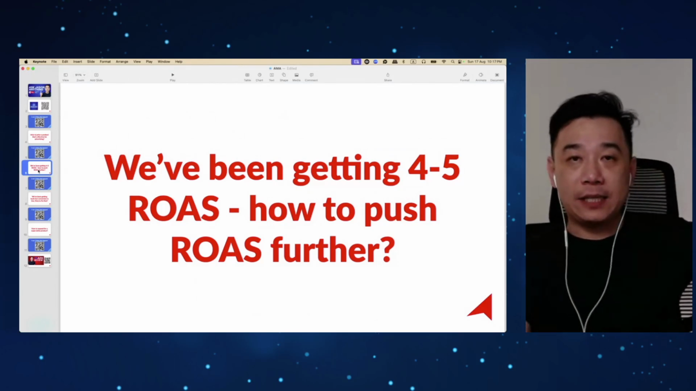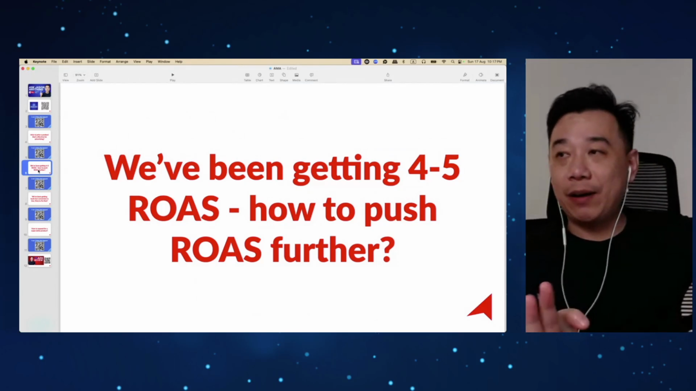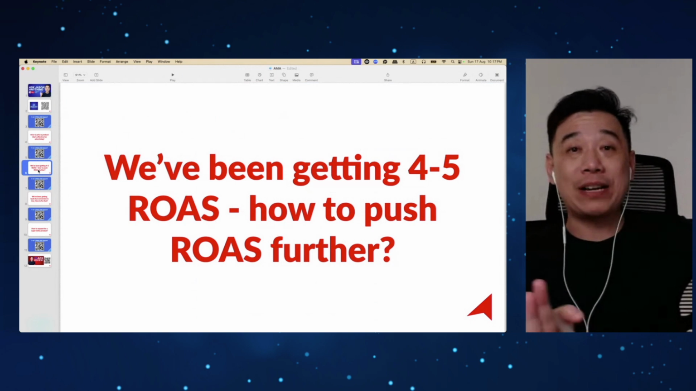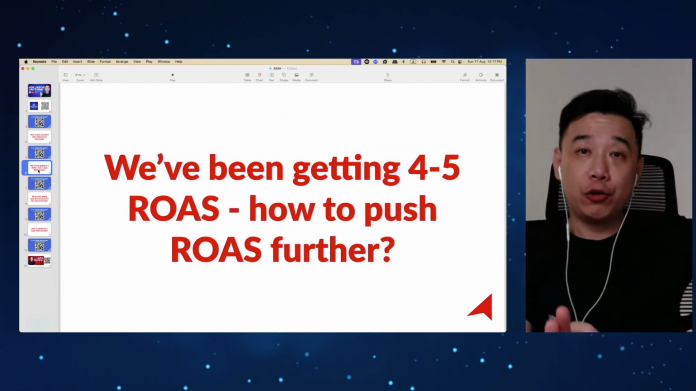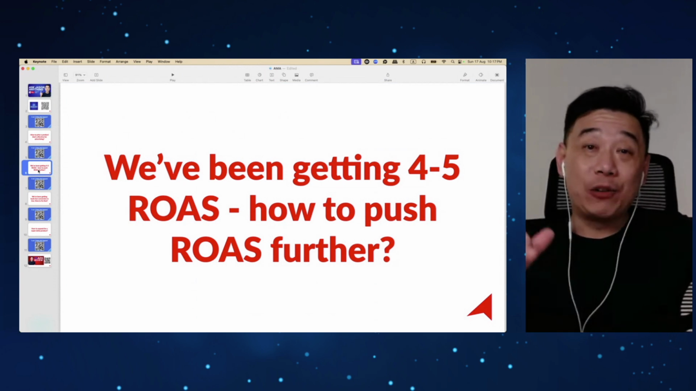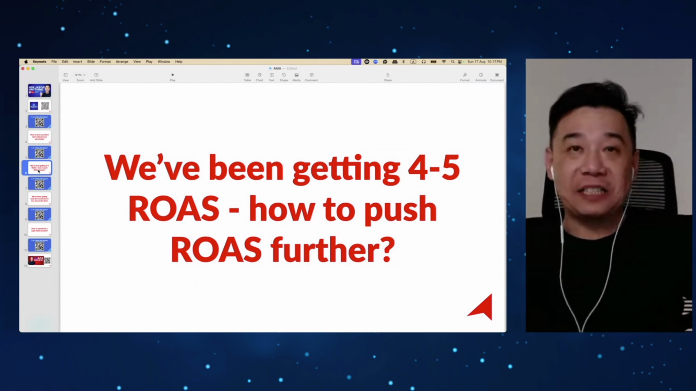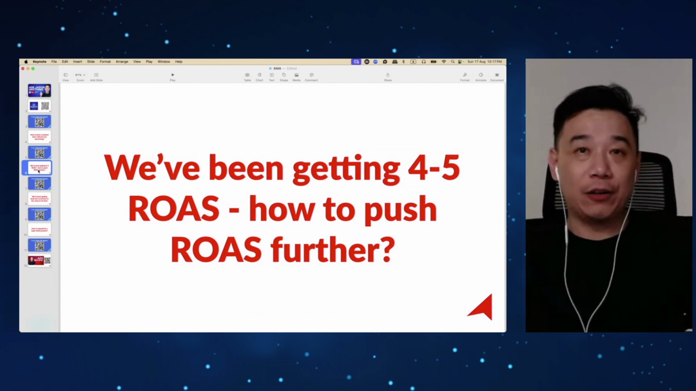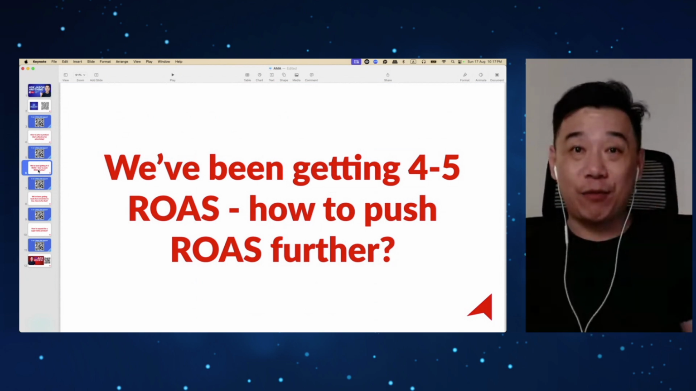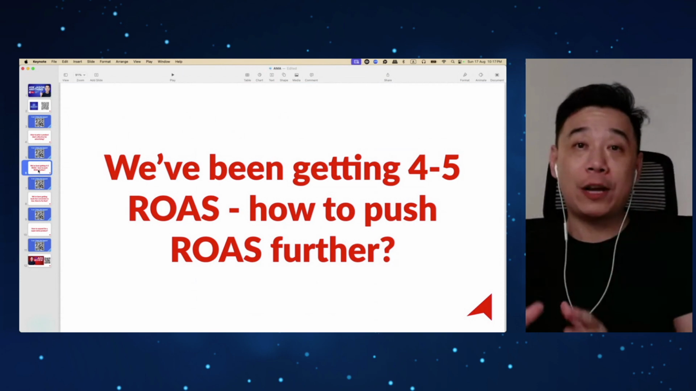It's coming from a business that has been running ads for a while. They've been getting about 4 to 5 ROAS, which is very decent, and they want to push the ROAS. What happened is, they've been trying to increase the budget because they thought that by increasing the budget, they'd be able to get more money out of it. But then again, it's not as straightforward. So how can we push the ROAS further?